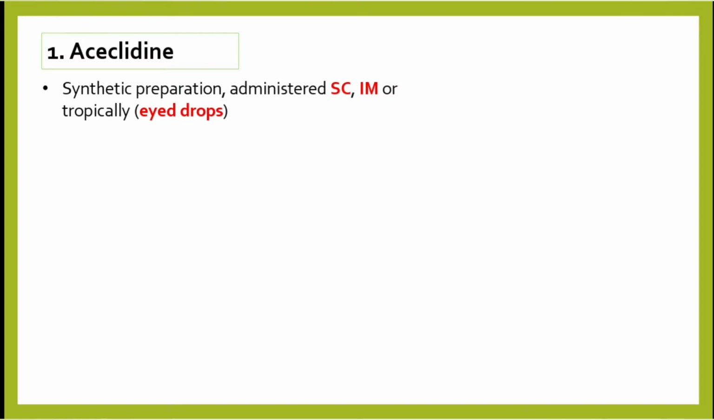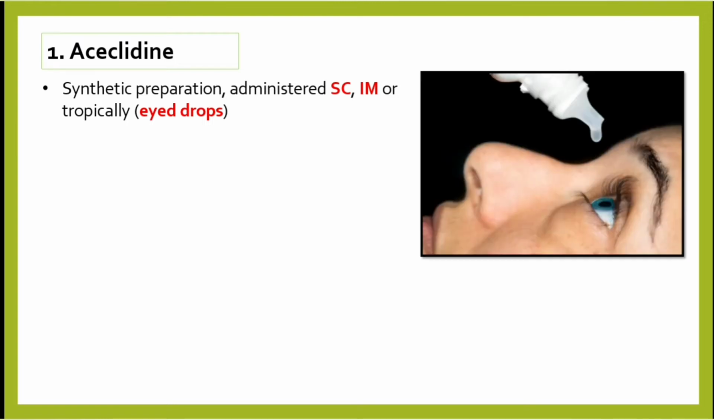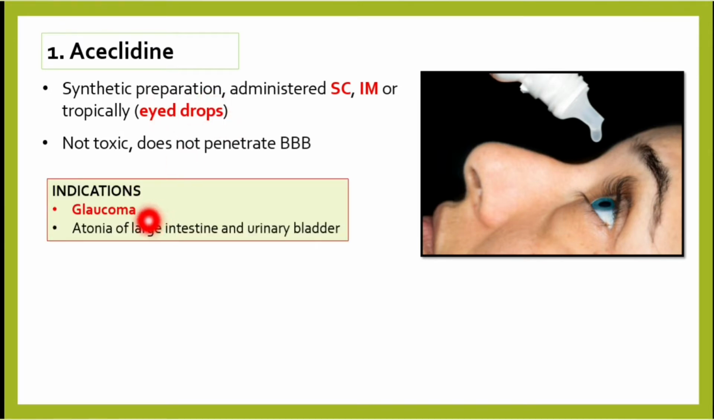Aceclidine is a synthetic preparation administered subcutaneously, intramuscularly, or topically, thus eye drops. That's the main way. This drug is not toxic and it does not cross the blood-brain barrier. The main indications, because I already told you eye drops, the first one is glaucoma, and it can also be used in atonia of the large intestine and urinary bladder.